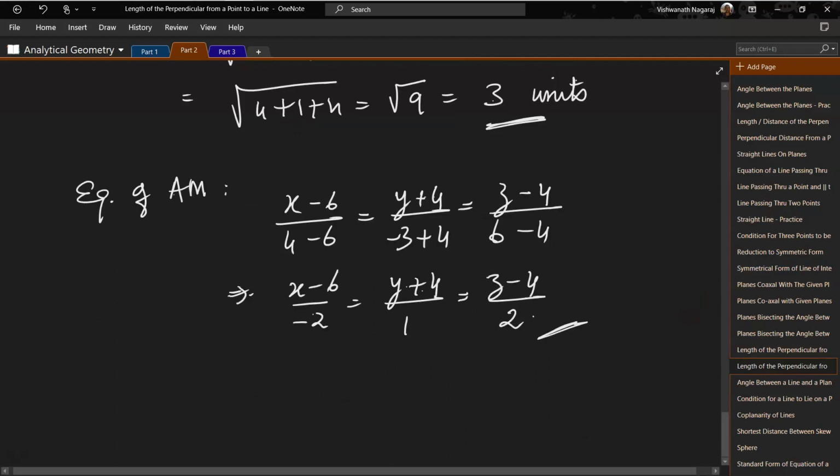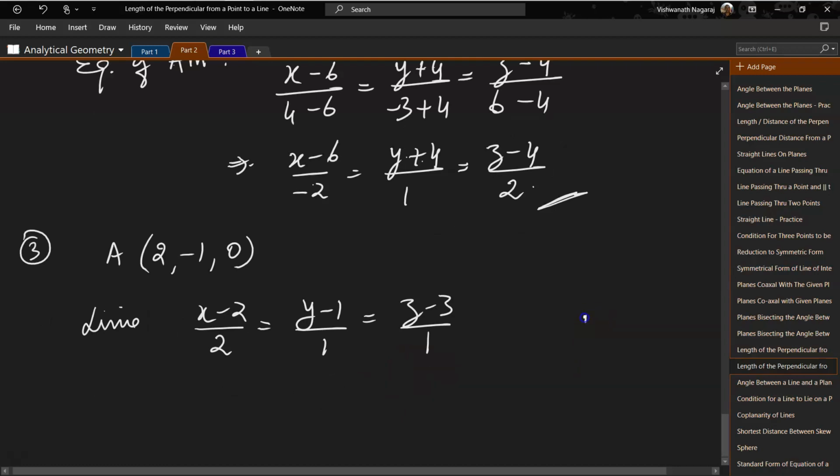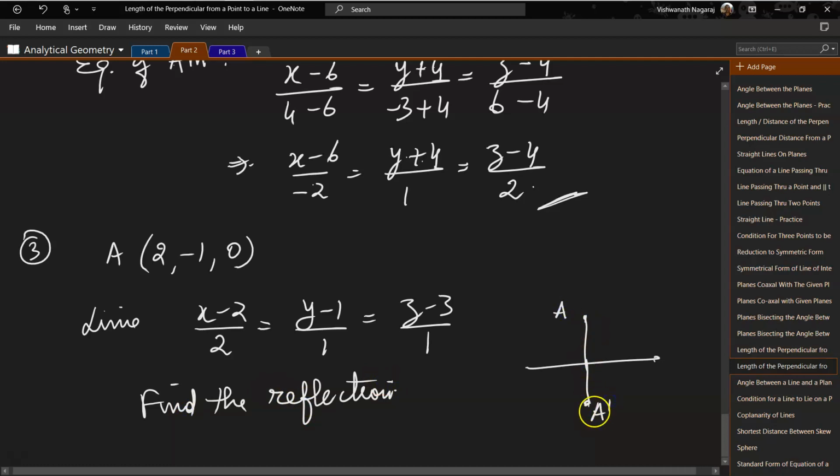Okay, let's look at a slightly different problem. Now what we have to do is, we have been given a point 2, minus 1, 0, and we have been given a line that is x minus 2 by 2 is equal to y minus 1 by 1 is equal to z minus 3 by 1. So let us say this is the point and this is the line. What we have to do is find the reflection. So what does this reflection mean? Equidistant from here on this side. So if this is A, this is the reflection.